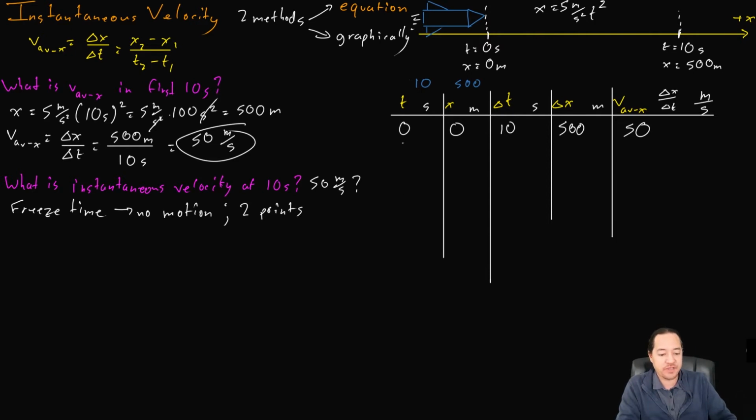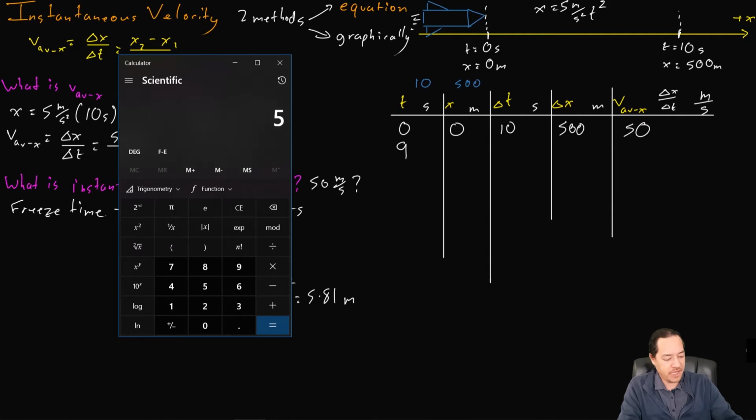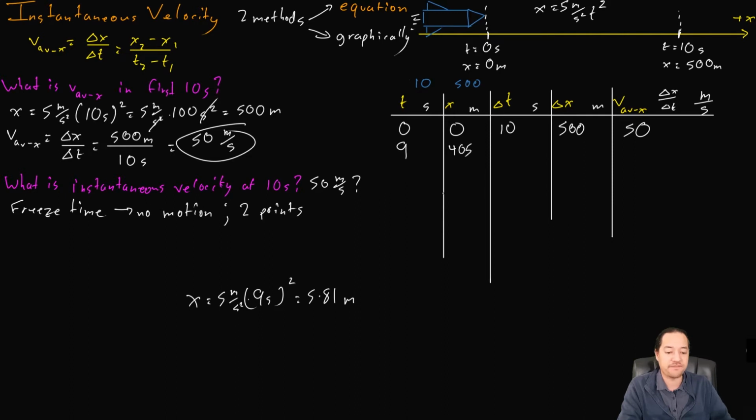What if we're looking at the average velocity between t equals 9 seconds and t equals 10 seconds? Just a 1 second interval. In this last second, what is the average velocity going to be? Well, let's find our position x first. x is going to be 5 meters per second squared times 9 seconds squared. So this is 5 times 81 meters. 5 times 81 is 405 meters. Our delta t is just 1 second, right? 9 to 10, that's a delta t of 1. And our delta x here is going to be from 405 to 500, so that's 95 meters.